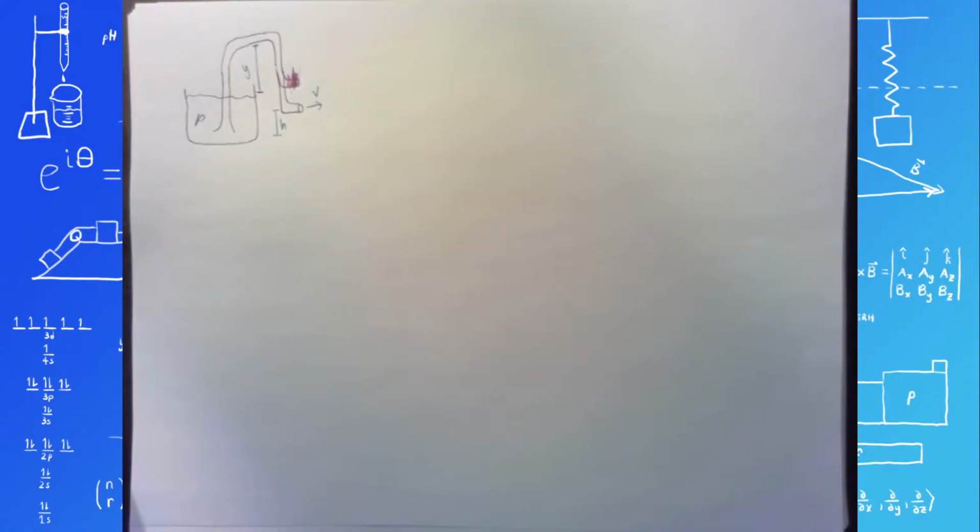Part A says, show that the speed at which the water emerges from the siphon is given by V equals the square root of 2gh. That shouldn't be too surprising for us. And then for what value of y will the siphon work?